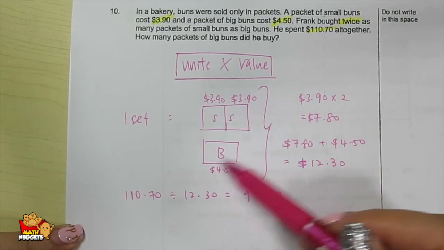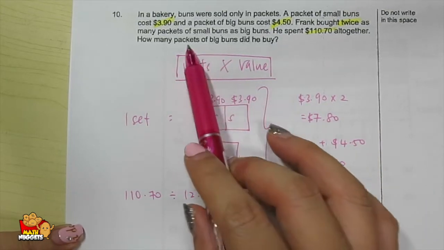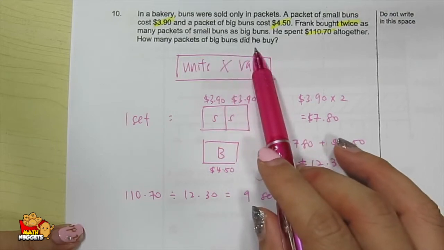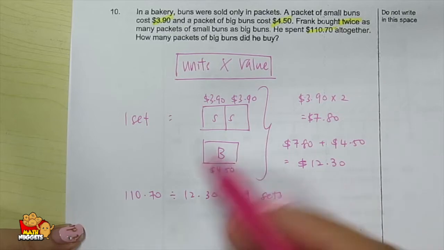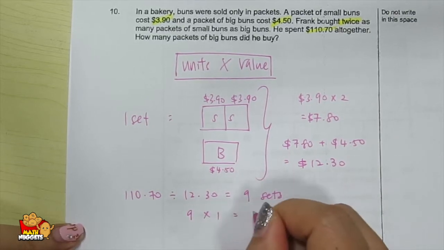We know that there are 9 sets of this. So the question is looking for the big buns. Let's go back to one set. One set, 1. So 9 sets we would have 9 times 1, which is 9.